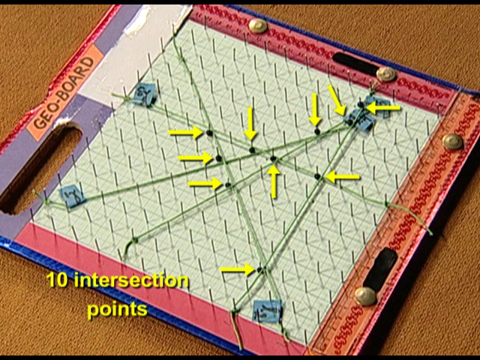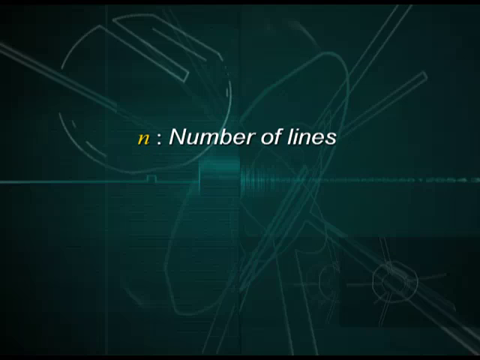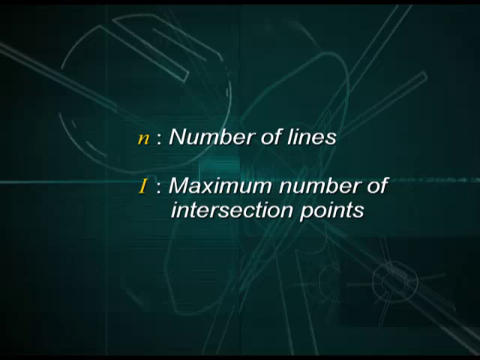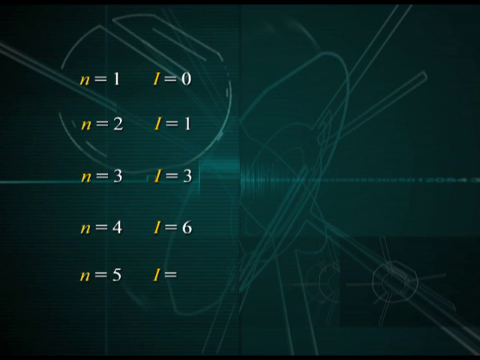So, what have you observed? Let us see. Suppose n represents the number of lines and I represents the maximum number of intersection points. Then we have observed that when n is equal to 1, I is 0. When n is equal to 2, I is 1. When n is equal to 3, I is 3. When n is equal to 4, I is 6. When n is equal to 5, I is equal to 10.